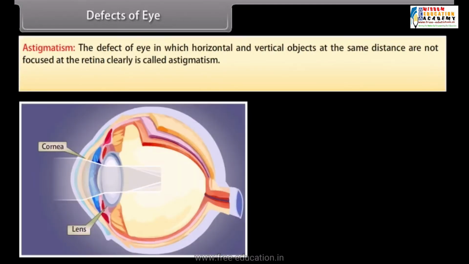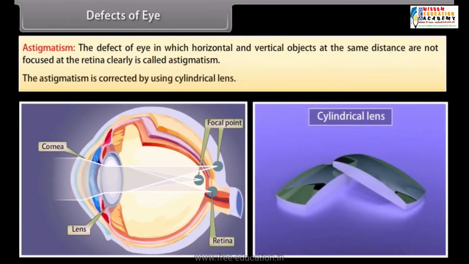Astigmatism. The defect of the eye in which horizontal and vertical objects at the same distance are not focused at the retina clearly is called astigmatism. The astigmatism is corrected by using a cylindrical lens.